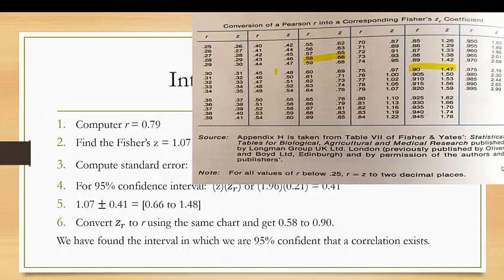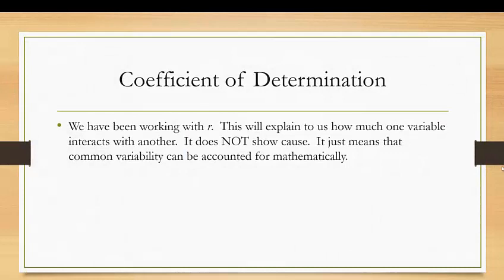So what we're saying is we are 95% confident that the interval for our correlation coefficient will exist between 0.58 and 0.9. Ours was 0.79, so we're right on target with what we wanted to do. So our confidence interval is there, our strength is there, everything is looking good for us. We know there is a relationship, and we are confident that that relationship falls well within the pattern that we wanted to look at.